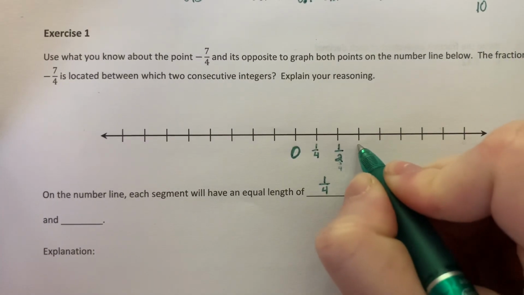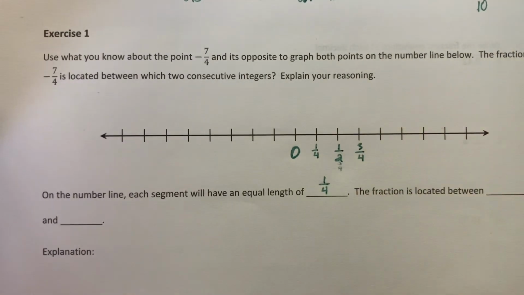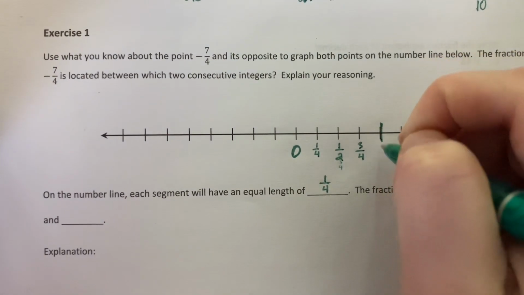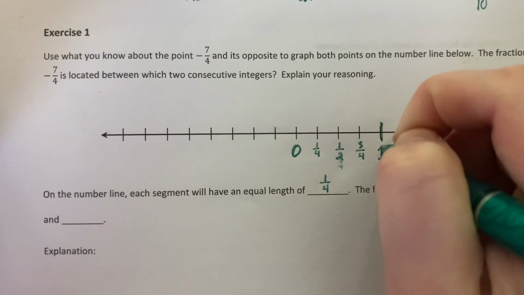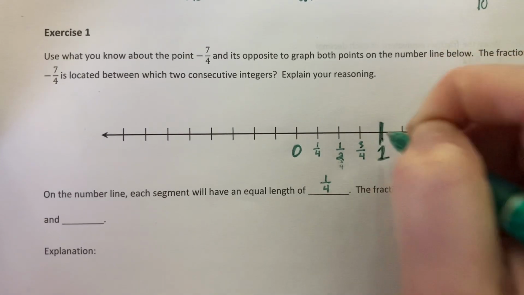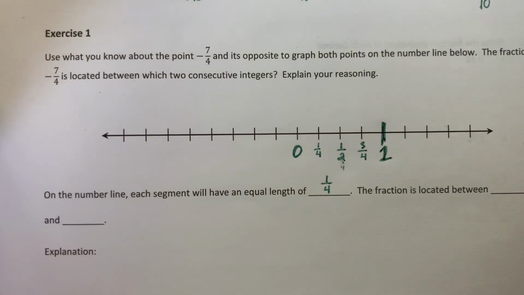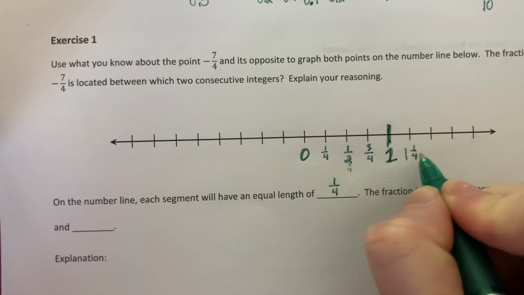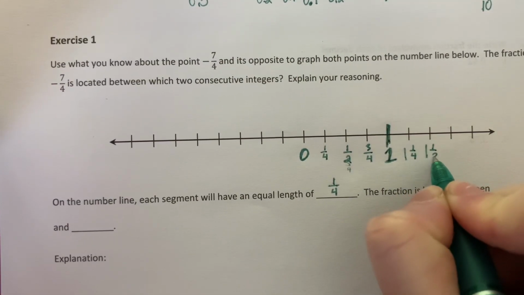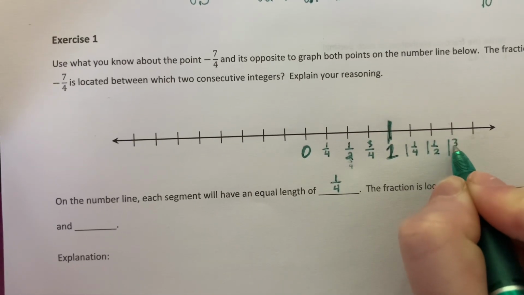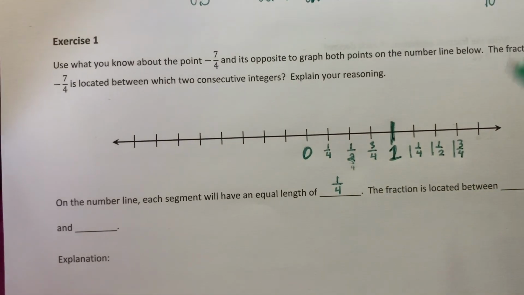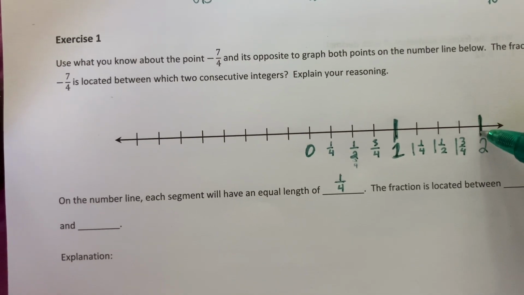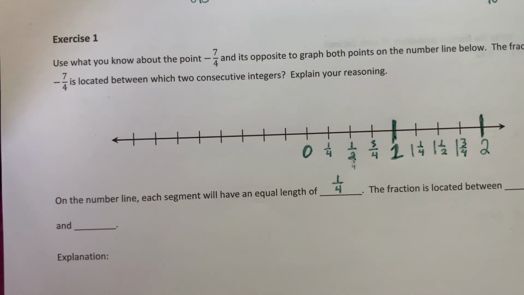Then after that, we would have 3/4. Well, then next would be 4/4. Well, that's just the same as 1. So I'm going to make that a benchmark number so you can see how I made that tick mark a little bit bigger so it stands out. Then after 1 would be 1 1/4, then 1 1/2, 1 3/4, and then we would get to 2, and that would be a benchmark number, so I'm going to make that tick mark just a little bit bigger so it stands out.